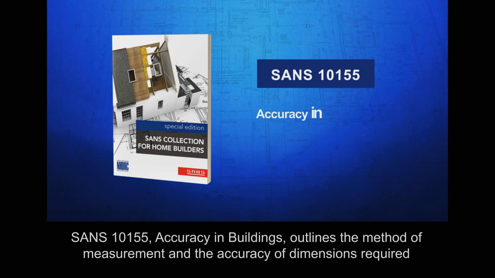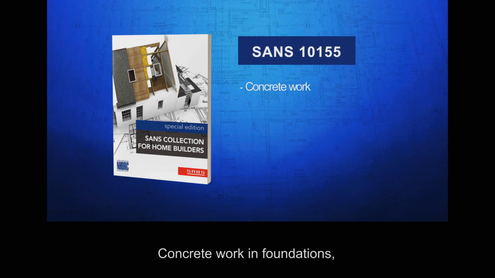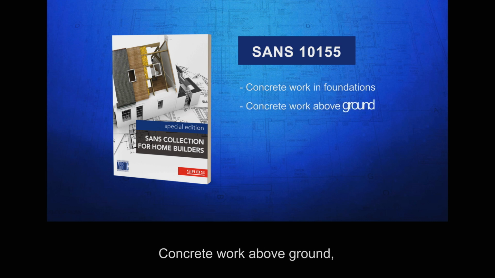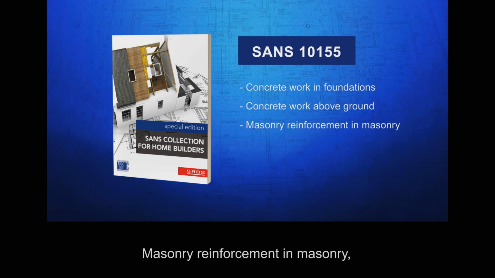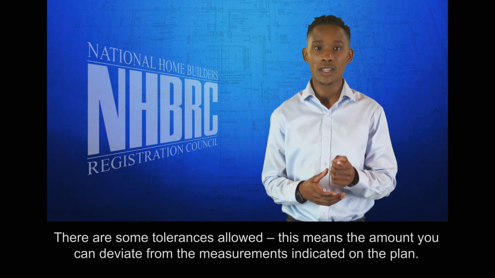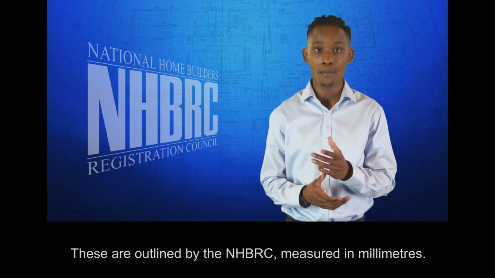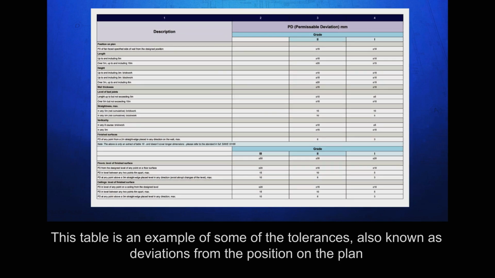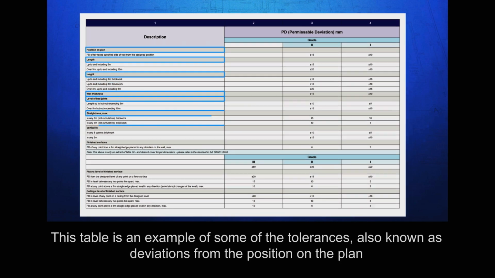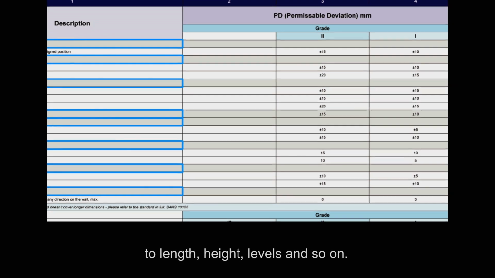SANS 10155 Accuracy in Buildings outlines the method of measurement and the accuracy of dimensions required for the setting out and completion of building work for concrete work in foundations, concrete work above ground, masonry, reinforcement in masonry, drainage, trusses, and finished floors. There are some tolerances allowed. This means the amount you can deviate from the measurements indicated on the plan. These are outlined by the NHBRC, measured in millimeters. This table is an example of some of the tolerances, also known as deviations, from the position on the plan to length, height, levels, and so on.